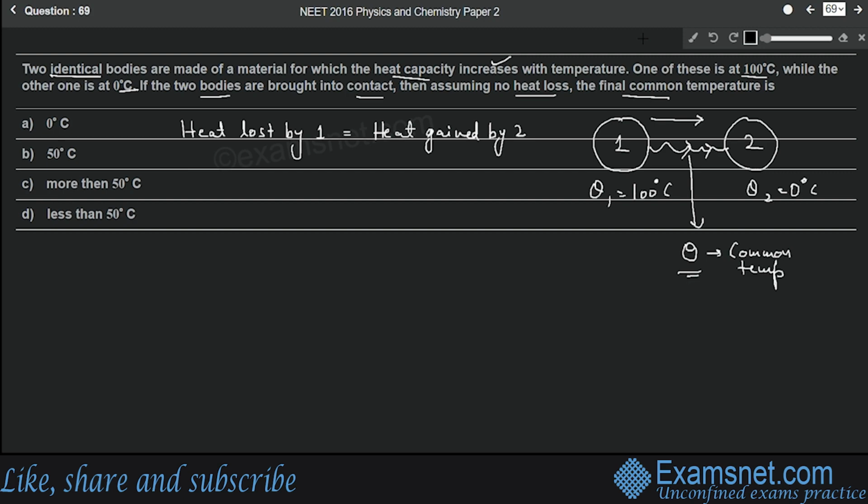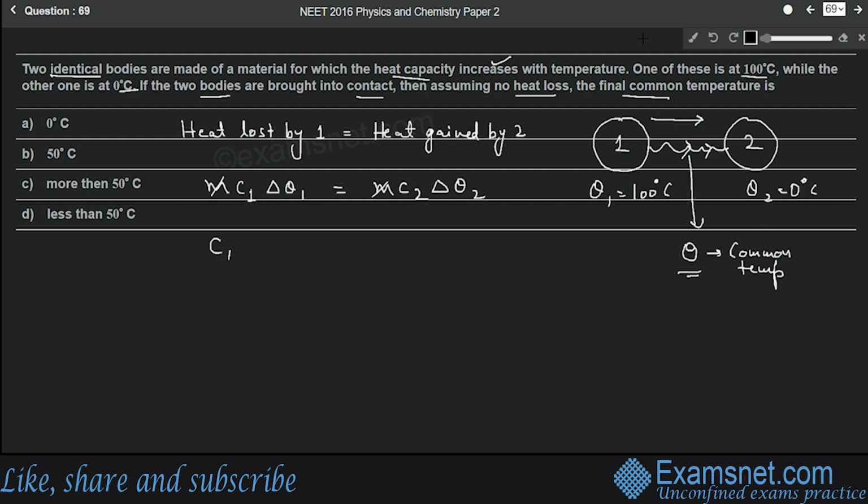Now heat lost by the first body will be equal to mass into specific heat of the first one, C1, into delta theta 1, that means change in temperature of the first body, equals mass of the second body into specific heat of the second body into the change in temperature of the second body, that is m c2 delta theta 2. We know that mass is the same, so mass can be cancelled out from here.